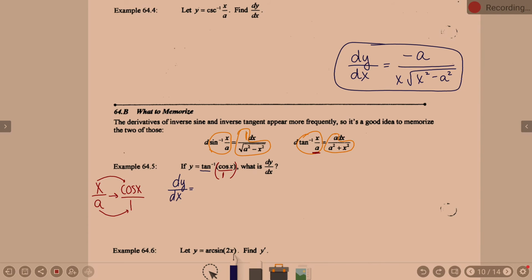So let me go back here. What is the derivative of tangent inverse of something? The derivative of tangent inverse of something is a over a squared plus x squared. So what am I putting in position of a? What did we say a was? 1. Because that's my a, over a squared plus x squared. What is a squared? 1 squared.